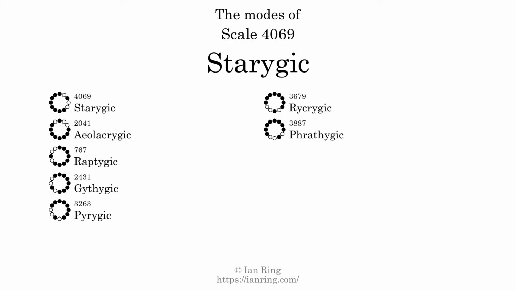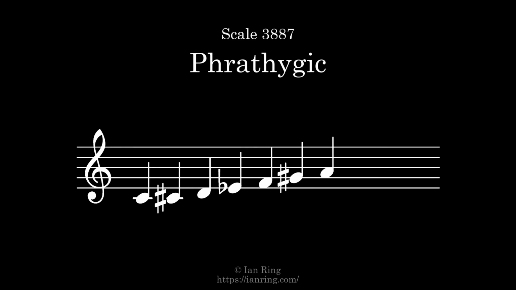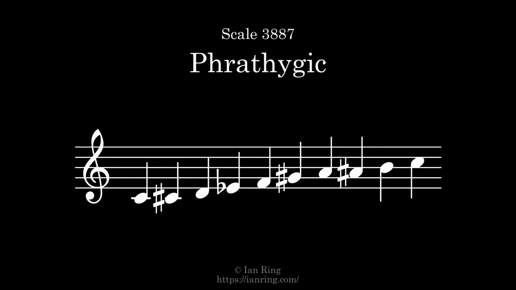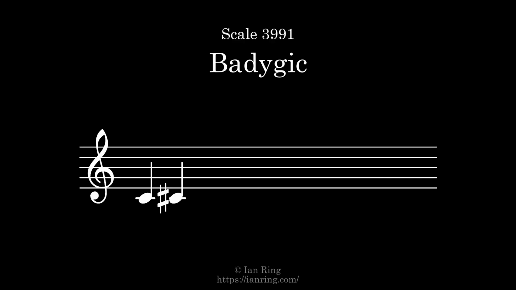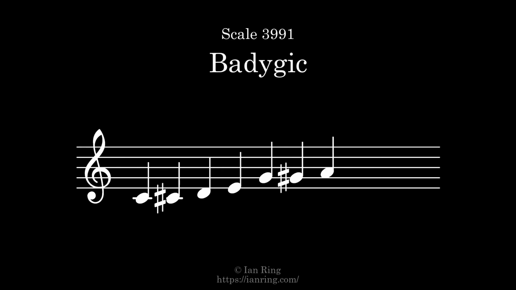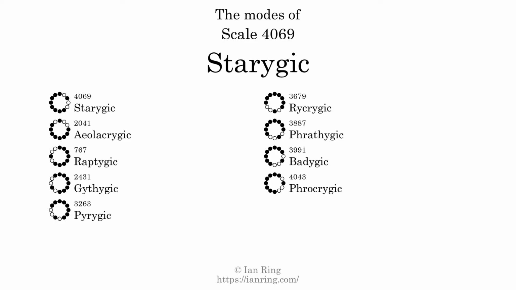The seventh mode is scale 3887, also known as Starygic. It sounds like this. The eighth mode is scale 3991, also known as Starygic. It sounds like this. The ninth and last mode is scale 4043, also known as Starygic. It sounds like this.